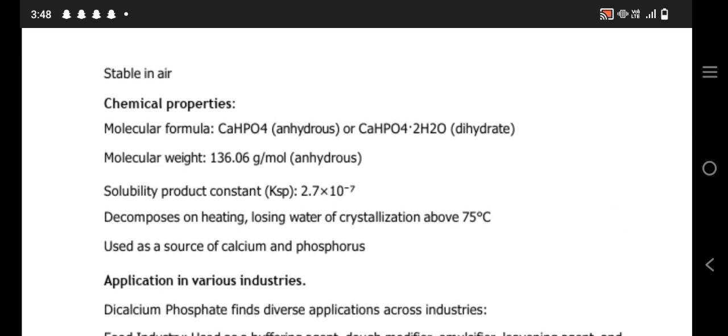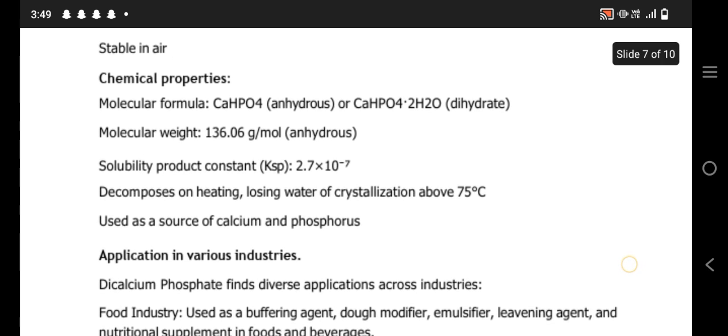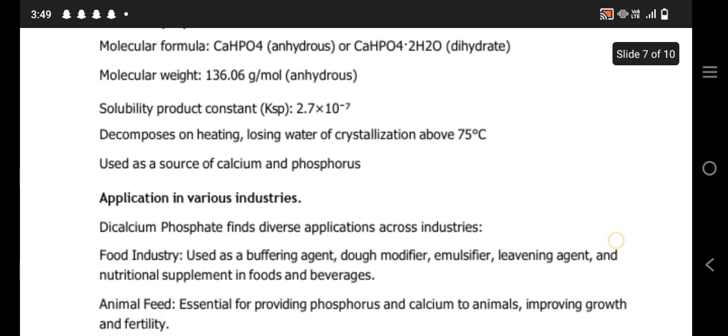Chemical properties. Molecular formula: CaHPO4 anhydrous or CaHPO4·2H2O dihydrate. Molecular weight 136.06 gram per mole. Anhydrous solubility product constant 2.7 multiplied by 10 to the power minus 7. Decomposes on heating, losing water of crystallization above 75 Celsius. Used as a source of calcium and phosphorus.